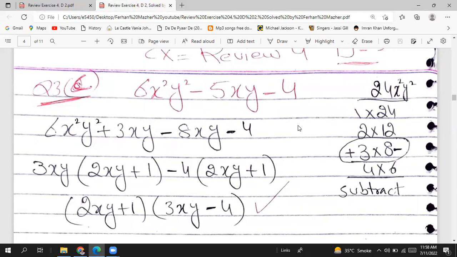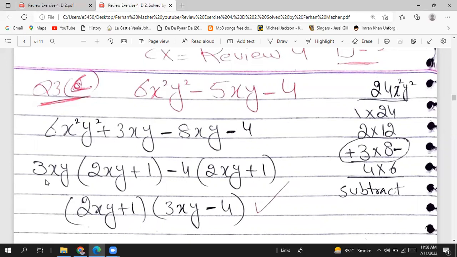Then look at the third term. The sign of the third term is negative, so I write here subtract. I'm looking for that pair which by subtraction will give me minus 5. So that is 3 and 8. Because you want minus 5, with the larger number I will put a minus sign, and with the smaller number I will put positive 3. So 6x squared y squared plus 3xy minus 8xy minus 4.